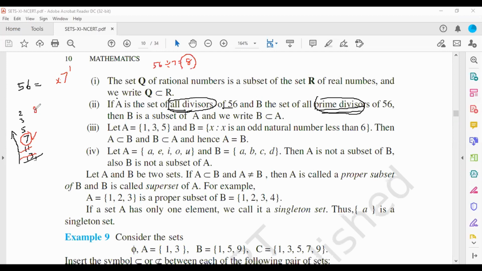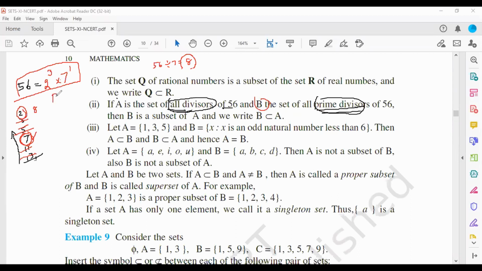Think of 8 only. Is 8 divisible by 5? No. Is it divisible by 3? No. But divisible by 2? Yes. Choose it. Now what power divides: 2 power 1, 2 power 2, or 2 power 3? It's perfectly 2 power 3. So the prime factorization is over. And what are the prime numbers selected? 2 and 7 only. So B is the set of prime divisors only.